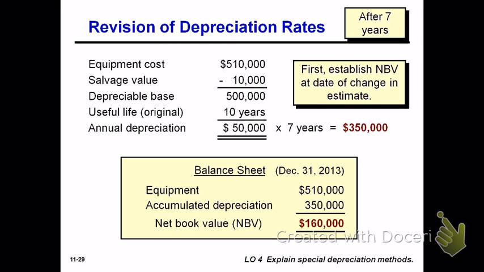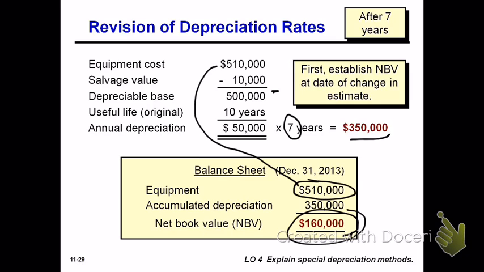So first step, we have our depreciable base. We have the depreciation we're originally using, and we're going to have that for 7 years. So we have to get our net book value. We take the 510 cost minus accumulated depreciation to date, so we have a value of $160,000. And watch, this 510 here, you've got to take the cost. You don't take the 500,000.